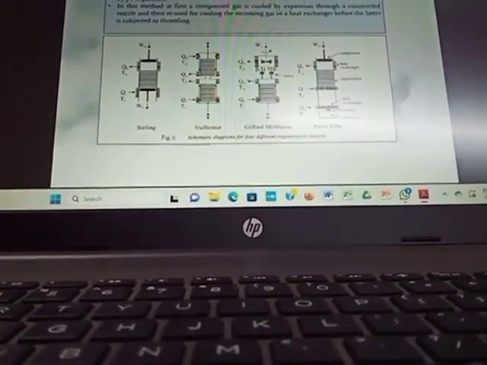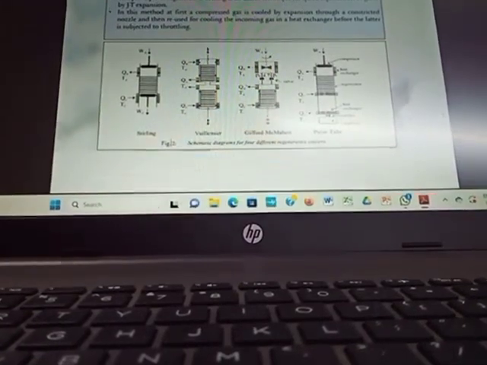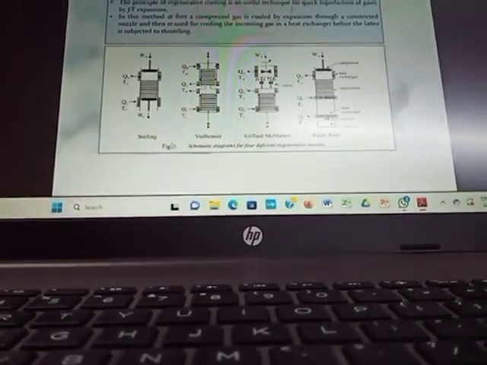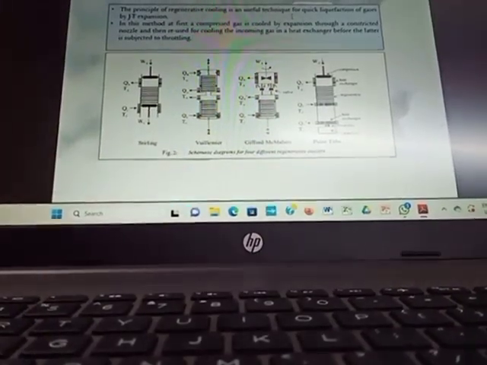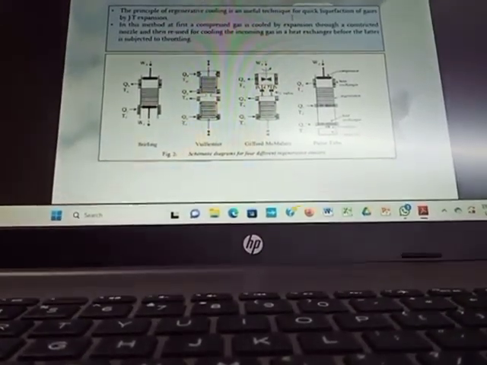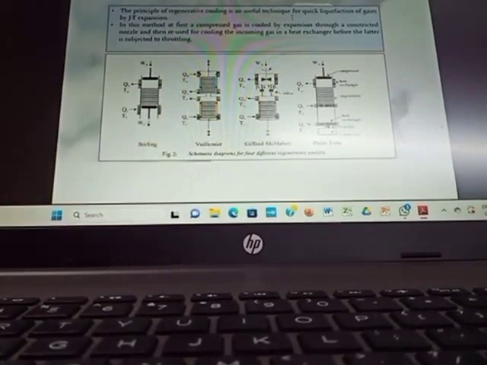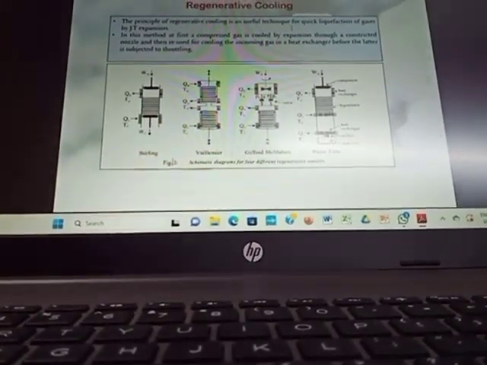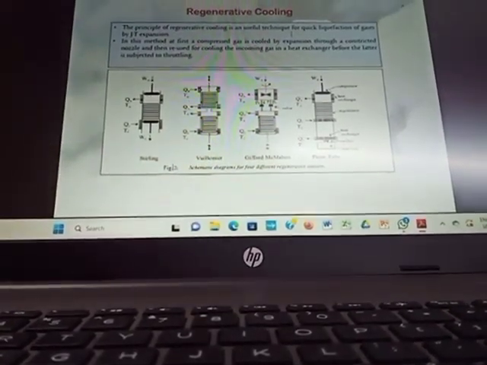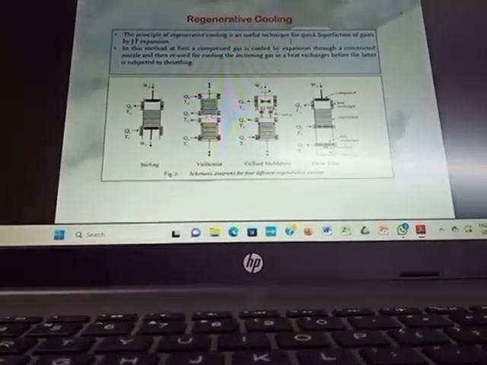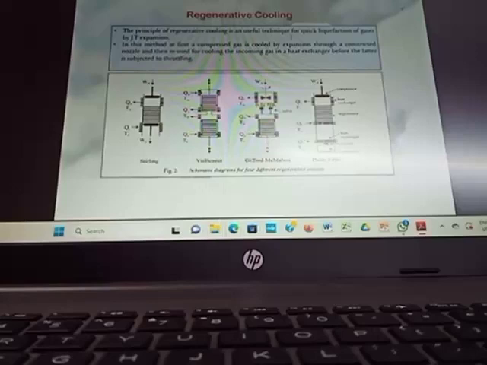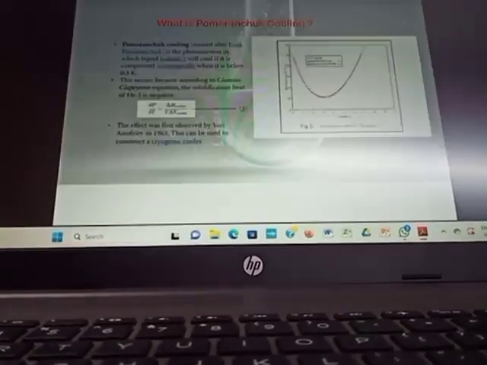Regenerative cooling. The principle of regenerative cooling is a useful technique for quick liquefaction of gases by Joule-Thomson expansion. In this method, at first a compressed gas is cooled by expansion through a constrictive nozzle and then reused for cooling the incoming gas in a heat exchanger before the latter is subjected to throttling. Here in the diagram, we can see schematic diagrams for 4 different regenerative coolers.